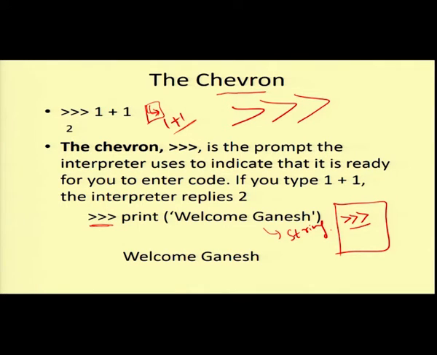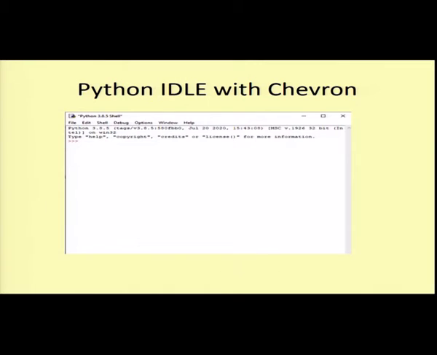As I said in one of my earlier sessions, you can use a single quote or you can use a double quote too. But when you start with a double quote, you are supposed to end with a double quote. And when you press the enter key, you get the result as welcome Ganesh. So this is what a chevron does. Chevron is nothing but a prompt. Now let us see the real Python IDLE which has the chevron.